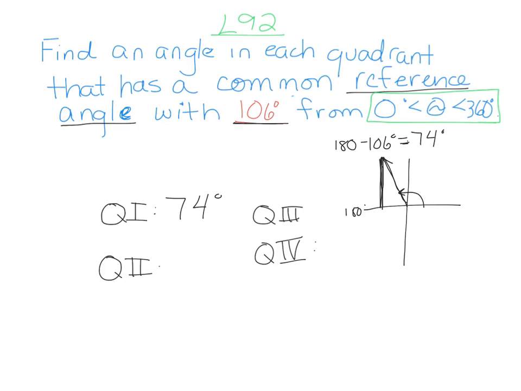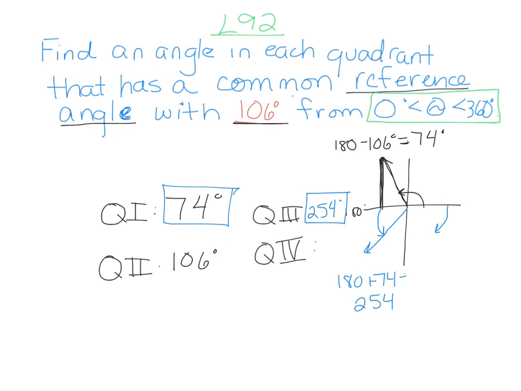I could have done this first. My 106 is my second quadrant angle, and now I'm going to use my 74 to get into the third and the fourth quadrant. So 180 plus 74 equals 254. I'll just highlight my answer so it doesn't get lost in the picture. And then 360 minus 74 equals 286.